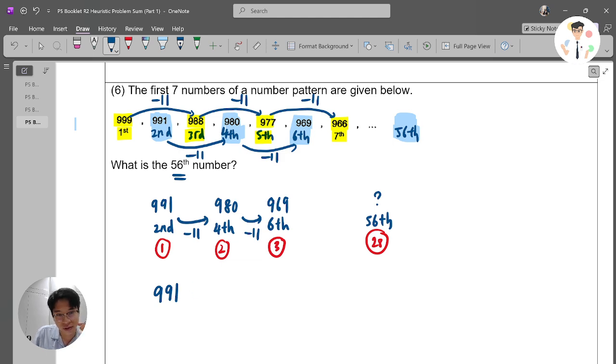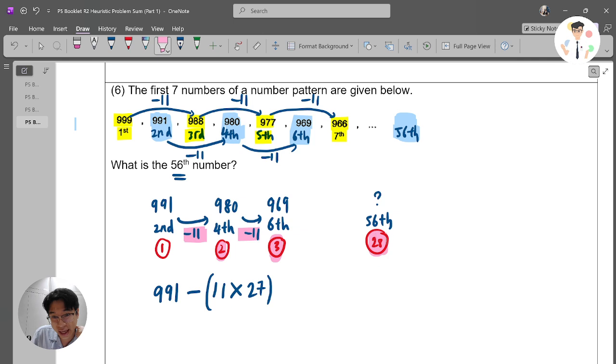And now you can see my number is 991. I minus 11, then I get my second number. And minus 11 again, I get my third number. Then how many times should I minus 11 to get my 28th number? The answer is 27 times. Huh, teacher, why 27, not 28? You just see, let me highlight for you. If I want to get number 2, I minus only 1 time. If I want to get number 3, I minus how many times? 2 times. So it's always 1 less than the number I'm at, because the first one, I don't need to count.